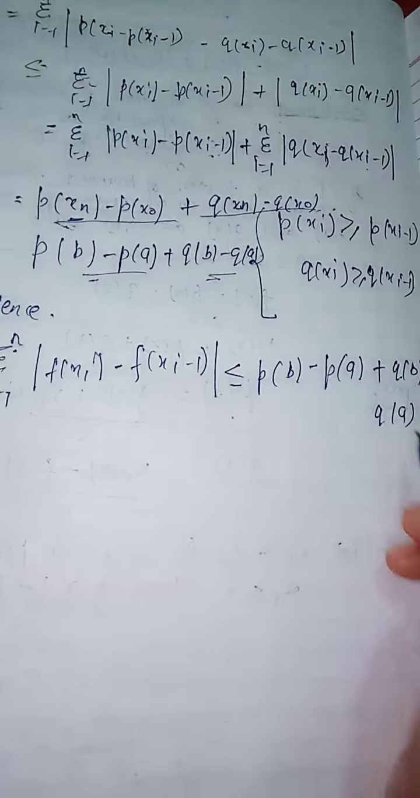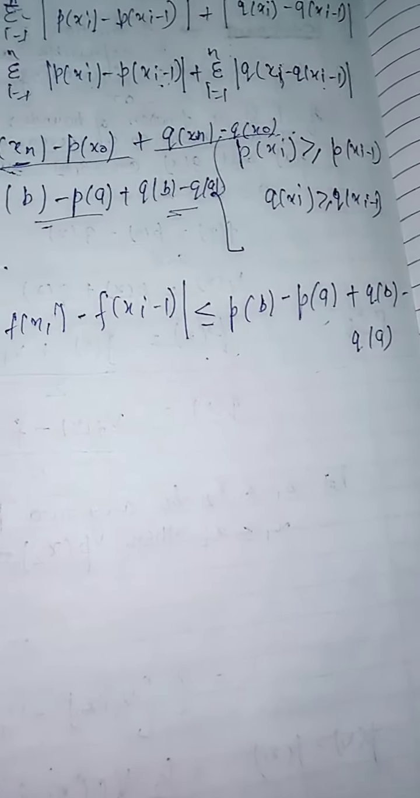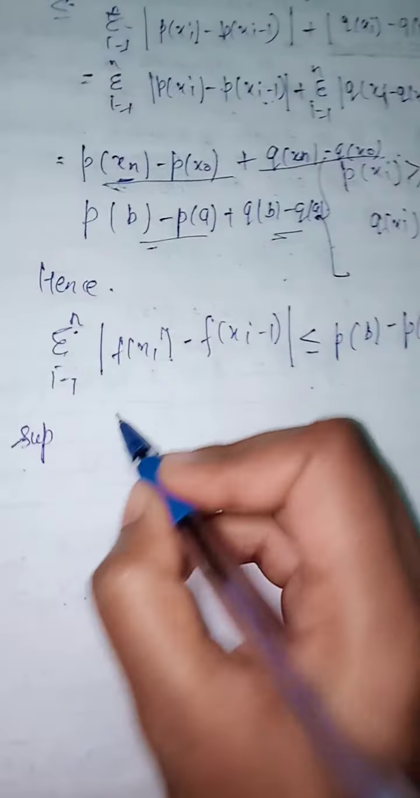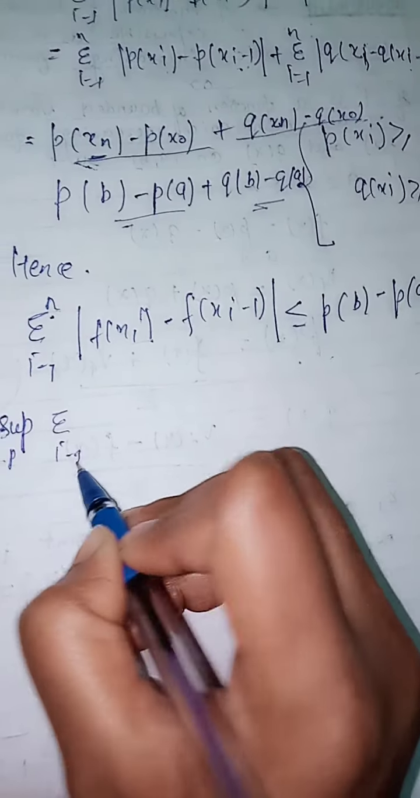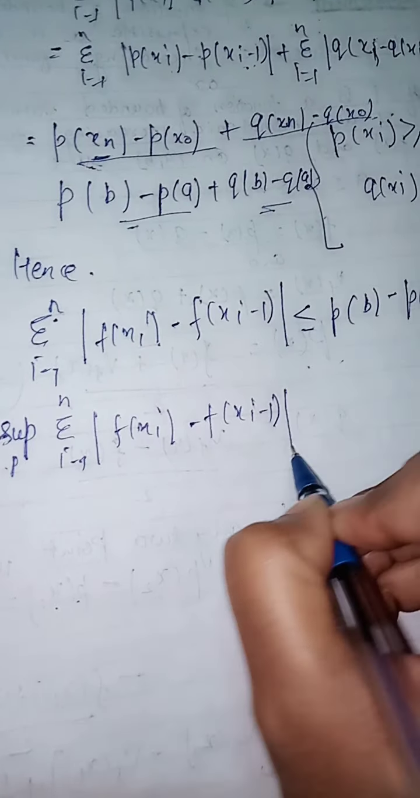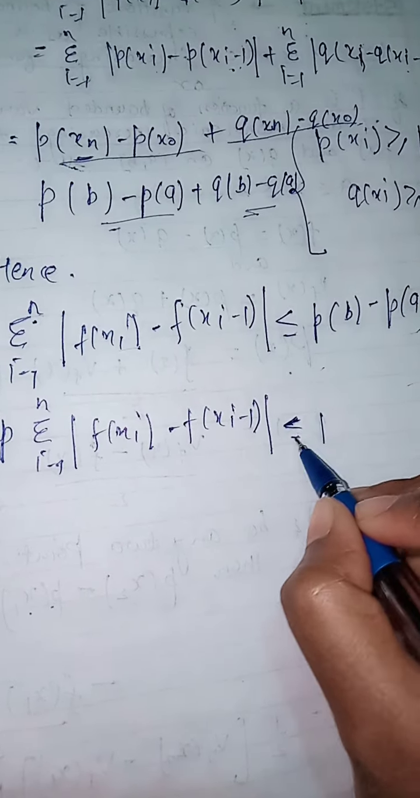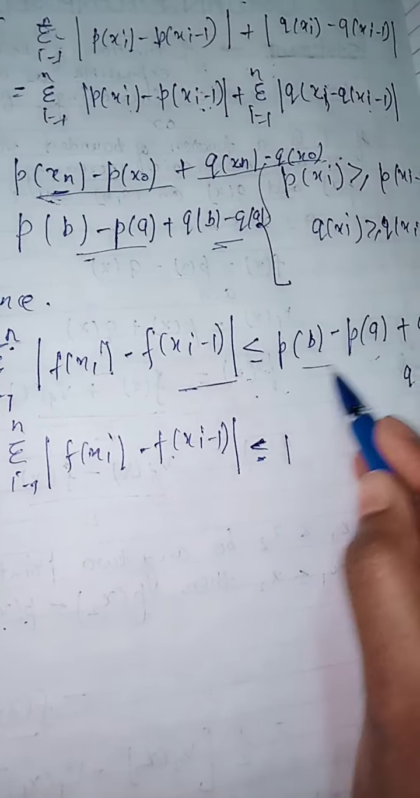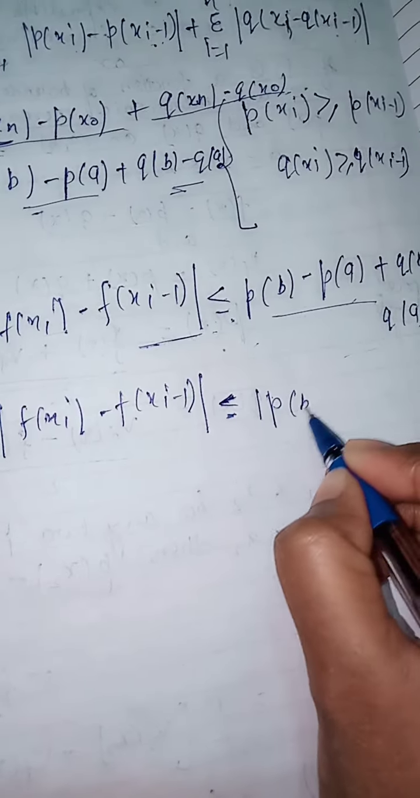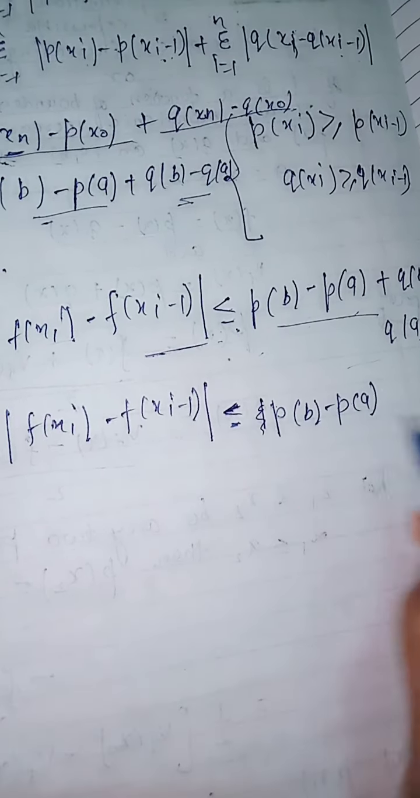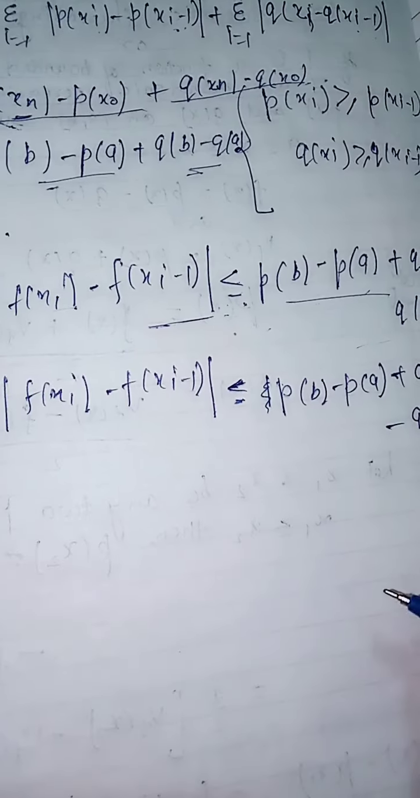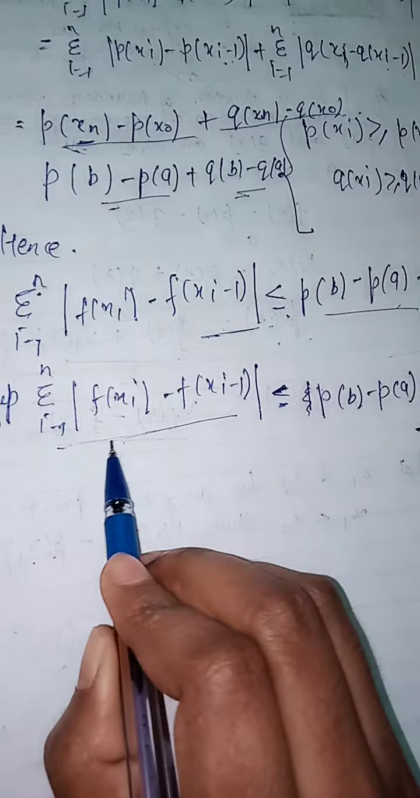Okay, so it is less than or equal to this term. Now here what you have to do is take a supremum of this, because our bounded function definition says that the supremum over P of summation i equals 1 to n of |f(xi) − f(xi−1)| is less than or equal to this statement. So it means p(b) minus p(a), don't take a mod, plus q(b) minus q(a). Okay, so you can say that this is our function of bounded variation.